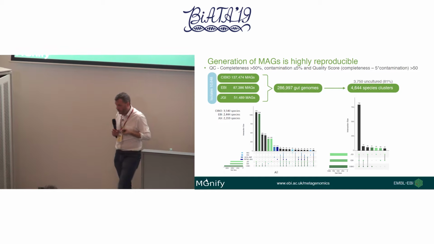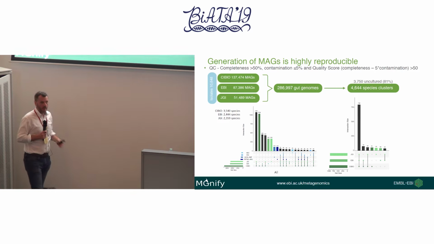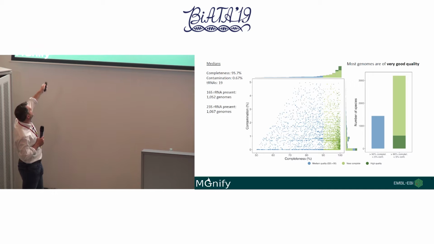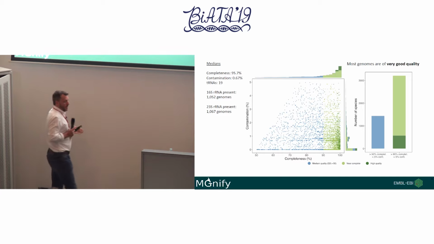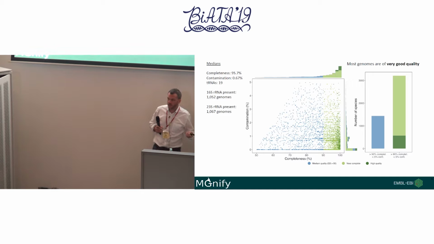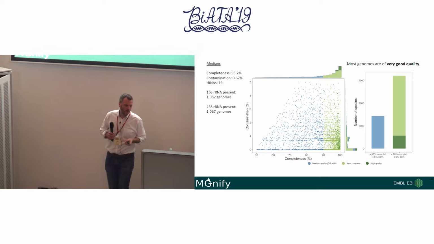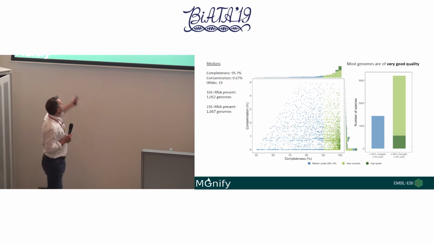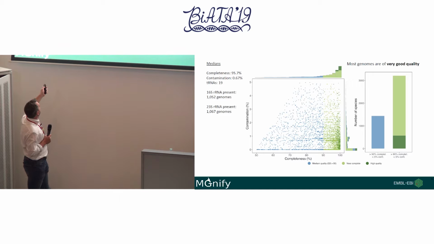So how good are these overall? The beauty of doing the dereplication is you take the best representative of everything. In this particular graph, we've plotted the completeness and contamination, but we've just limited it to this 5% contamination. If we look at the overall completeness of everything, we have 95.7% completeness and less than 1% contamination. On average, there are 19 tRNAs, which is pretty good. What's not so good, but not surprising, is that the ribosomal RNAs, the 16S and 23S, are only found in about 1,000 of the 4,000.